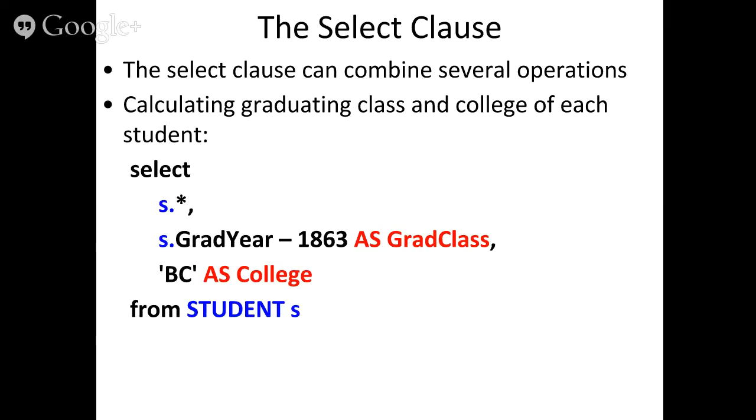Then it's saying, under a field called college, I want always this value. So I'm not calculating it. It's a literal. That means this new column is always going to say BC, Boston College. In the next record, again, it's going to take the year, subtract 1863, and calculate that, and this will always be BC.